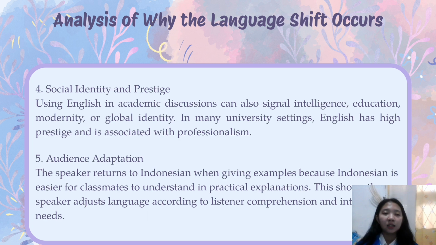4. Social identity and prestige. Using English in academic discussion can also signal intelligence, education, modernity, or global identity. In many university settings, English has high prestige and is associated with professionalism. 5. Audience adaptation. The speakers return to Indonesian when giving examples because Indonesian is easier for classmates to understand in practical explanation. This shows the speakers adjust language according to listeners' comprehension and interactional needs.